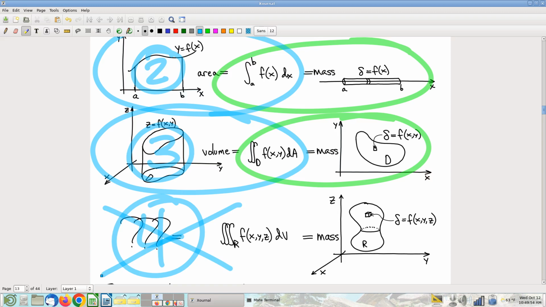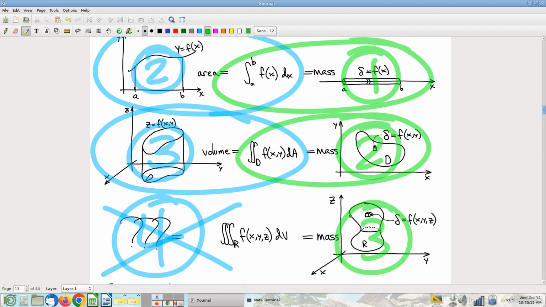By comparison, let's look at the mass metaphor, the mass application. For a single variable integral, we get a one-dimensional picture. For a double integral, I get a two-dimensional picture. And for a triple integral, I get a three-dimensional picture. Yeah, a little harder to draw than two-dimensional, but totally doable. Everybody with me?